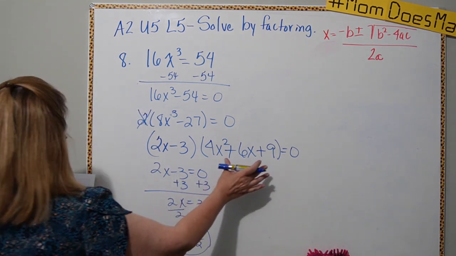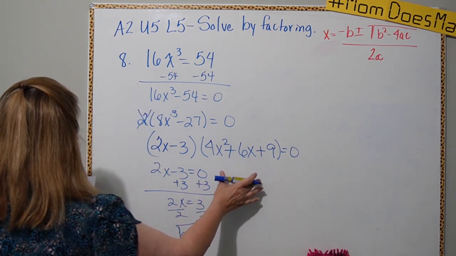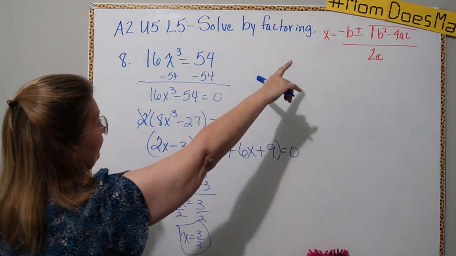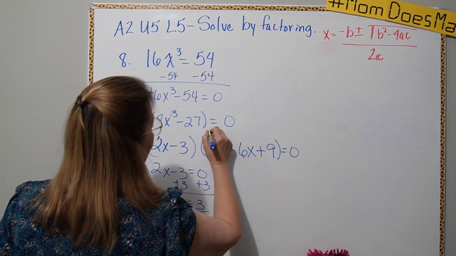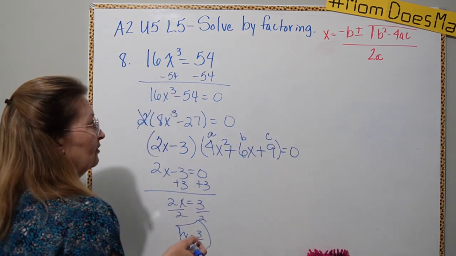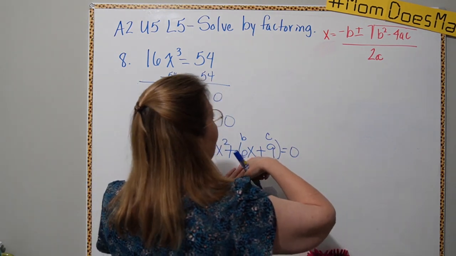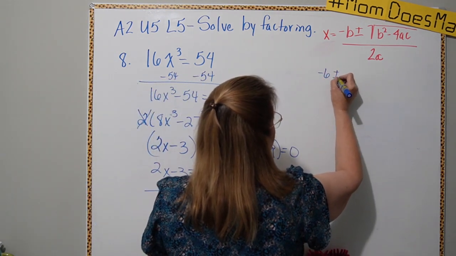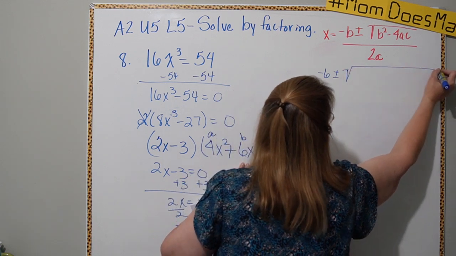All right. Now, when we look at this one, it will not factor either. So we're going to have to go with our quadratic formula. All right. Here's A, here's B, and here's C. So let's start plugging in. I want negative B. So that is negative 6 plus or minus the square root of.